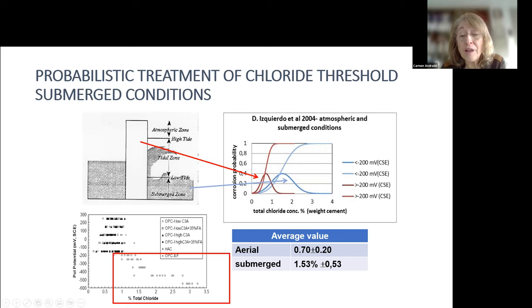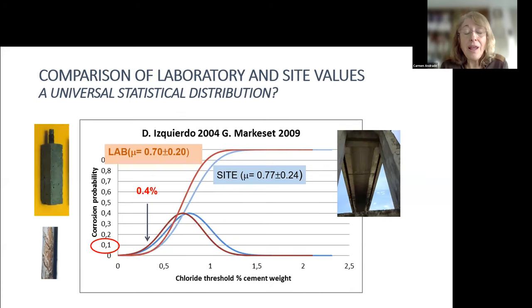The average value for the aerial or more aerated zone is 0.7, and in the submerged zone it resulted 1.53, with this standard deviation. But what gave value to this work in the laboratory for me was the work of Gro Markeset, which fortunately she will explain later. I really appreciated the work, and I think it is very important because this is in real structures. I am not going to explain how she obtained the value, because she's going to explain, but she obtained this distribution, the blue distribution, on site, in real structures.